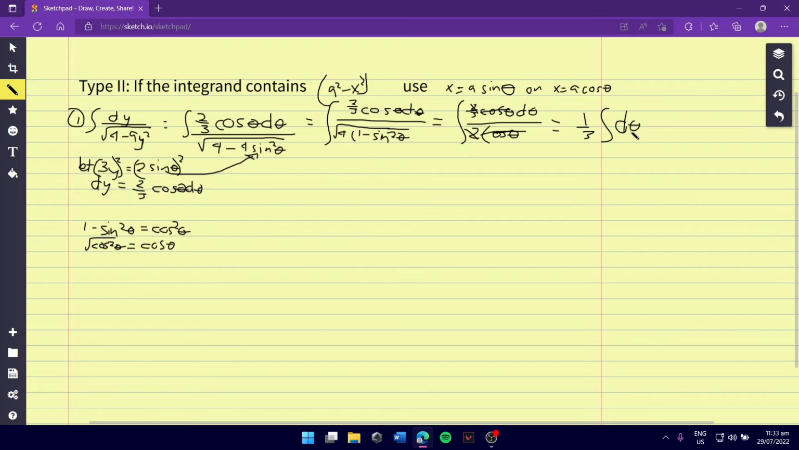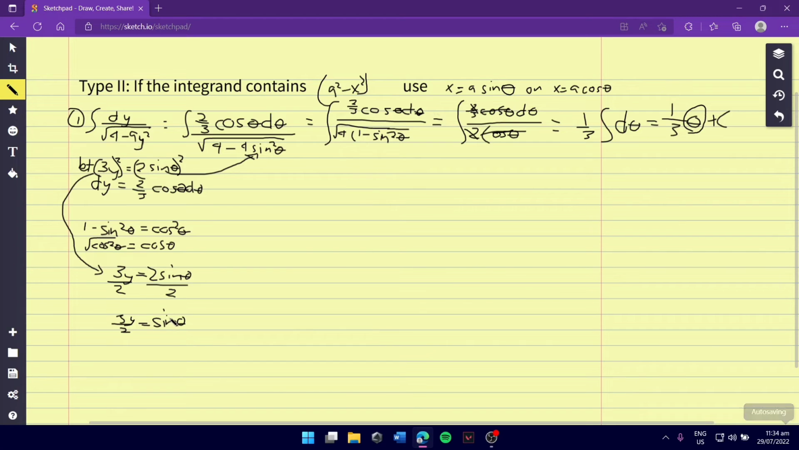The integral of d theta is simply theta. So this is 1/3 theta plus your arbitrary constant, which is c. So we'll solve for the value of our theta. Here, let's say we have 3y equals 2 sine theta. So we will factor out 2 here, dividing both sides by 2. So this will become 3y over 2 equals sine theta.